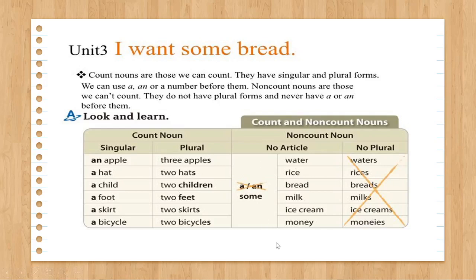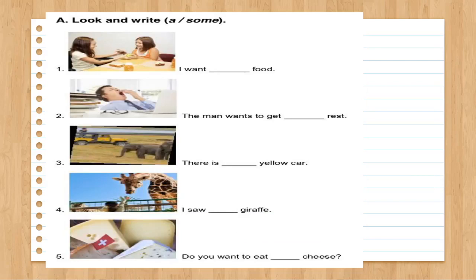So now let's do the exercise with teacher all together. Here is our exercise where you need to look and write, using a and some, right? Now let's look at picture number 1. I want some food, right? Number 2, the man went to get some rice. Very good. Number 3, there is a yellow car. Very good. Number 4, I saw a giraffe. Very good. Number 5, do you want to eat some cheese?